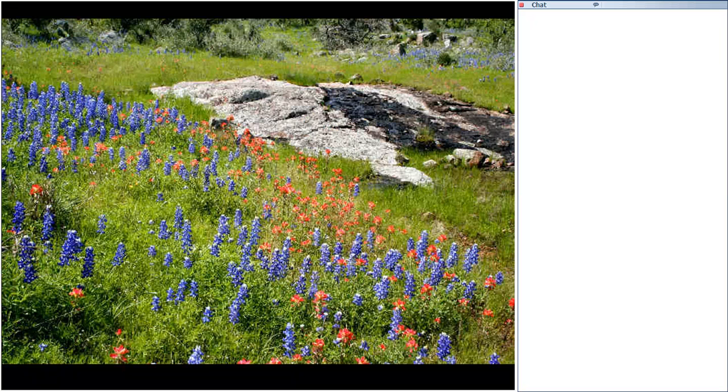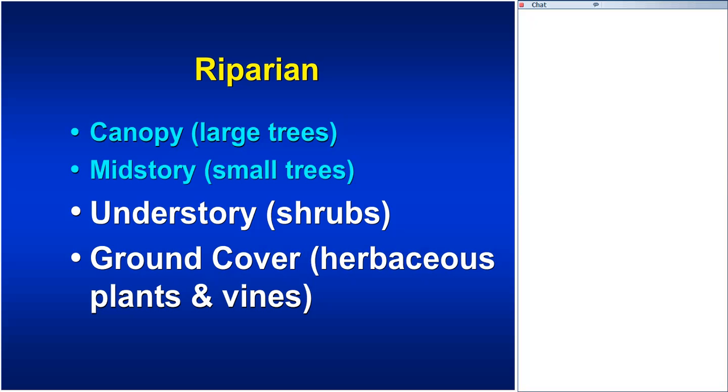Next, we're going to talk a little bit about riparian habitat. Like with woodlands, we have an overstory, a canopy of large trees, a mid-story of small trees, but maybe the most important, and often where we're going to focus from a management perspective, is the understory and the impact that may have occurred in the understory, and that's the shrubs and the ground cover, herbaceous plants there.